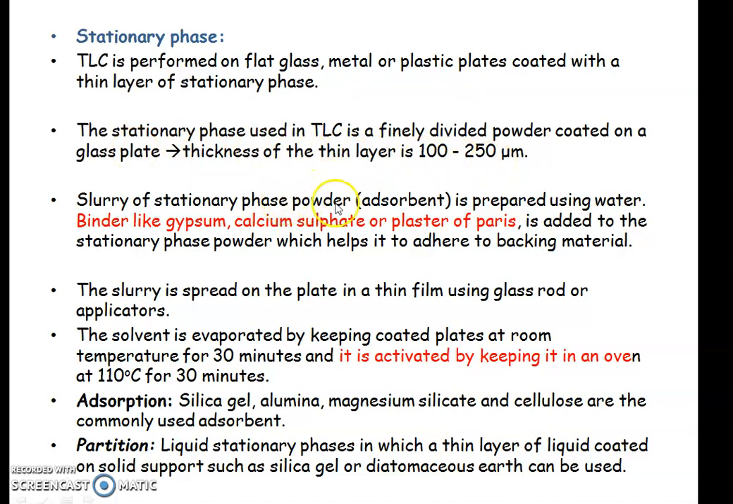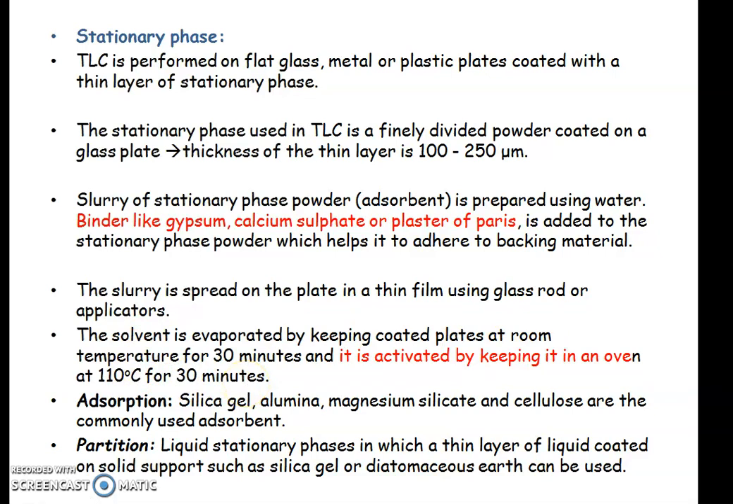The slurry of stationary phase is prepared using water, and a binder like gypsum, calcium sulfate or plaster of Paris is added to the stationary phase, which helps it adhere to the backing or support material. The slurry is spread on the plate in a thin film using a glass rod or applicator. The solvent is evaporated by keeping the coated plate at room temperature for 30 minutes, and it is activated by keeping it in an oven at 110 degrees Celsius for 30 minutes.